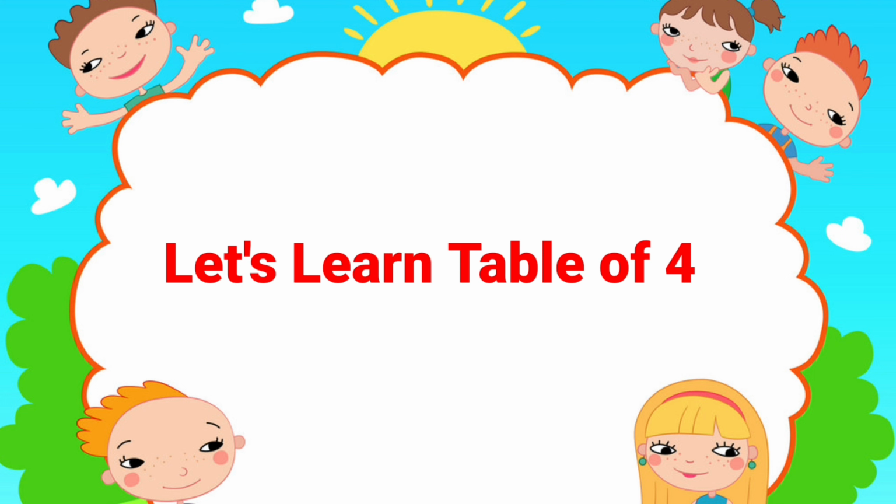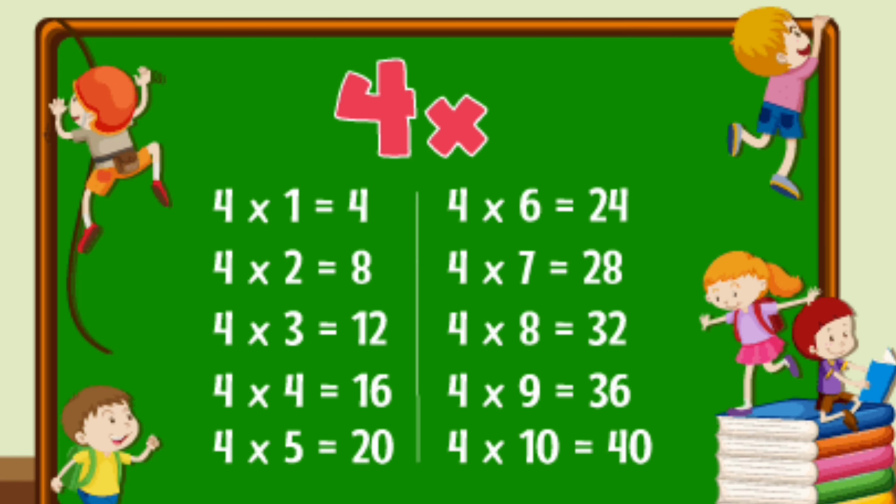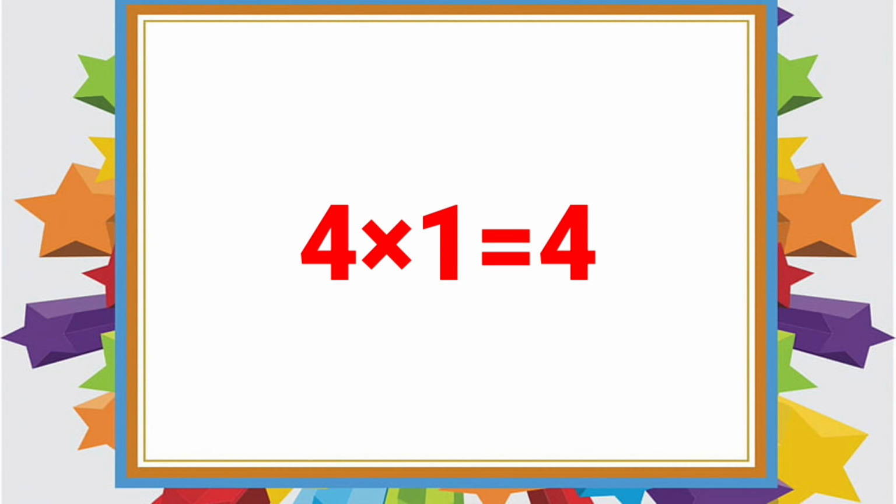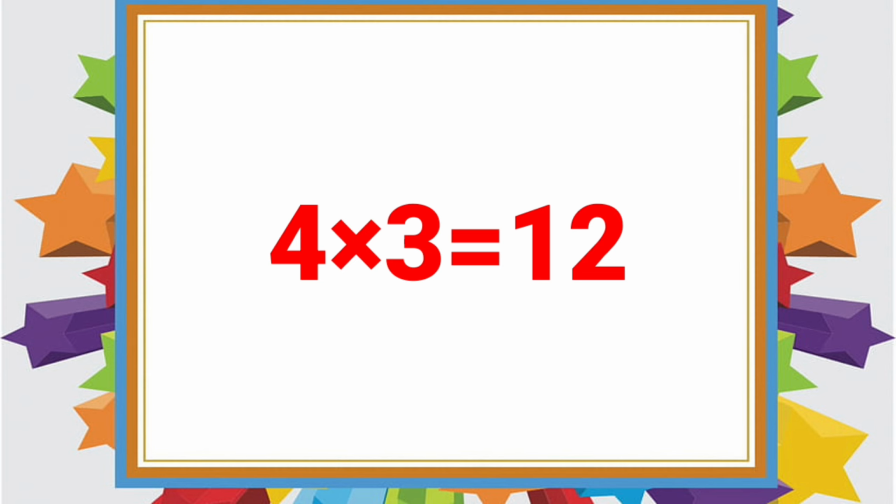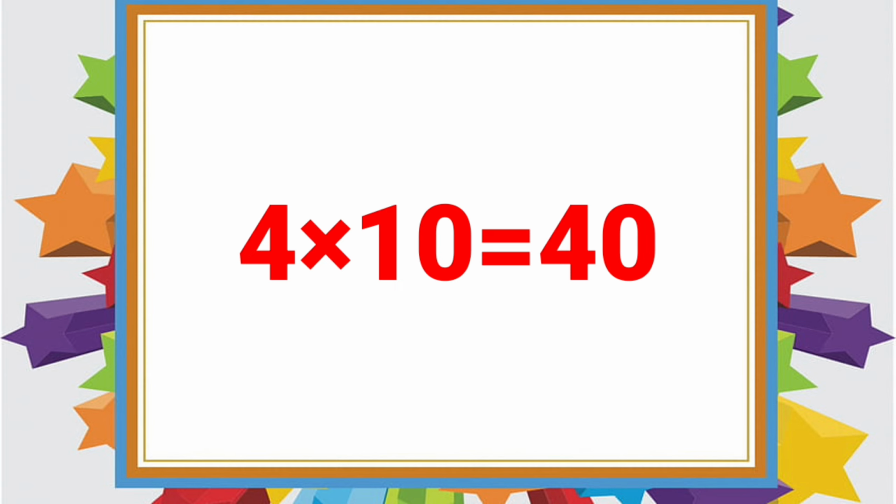Let's learn table of 4. 4 ones are 4. 4 twos are 8. 4 threes are 12. 4 fours are 16. 4 fives are 20. 4 sixes are 24. 4 sevens are 28. 4 eights are 32. 4 nines are 36. 4 tens are 40.